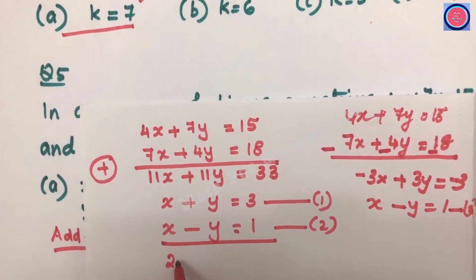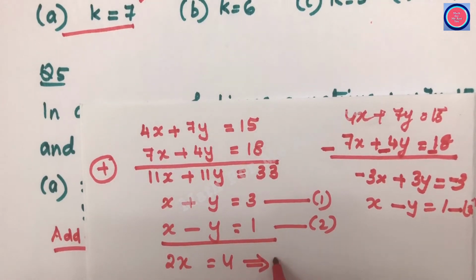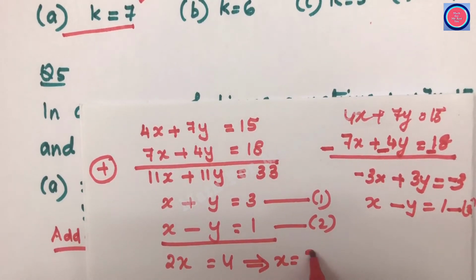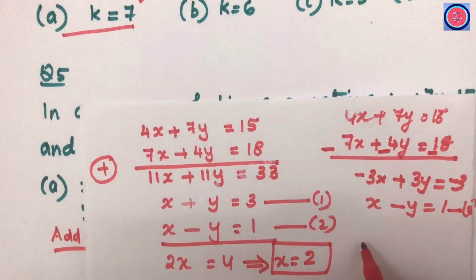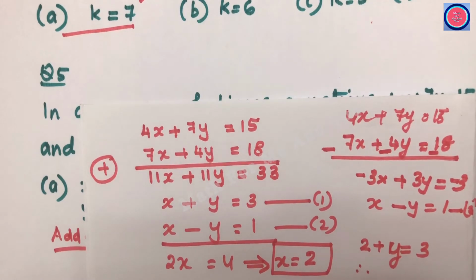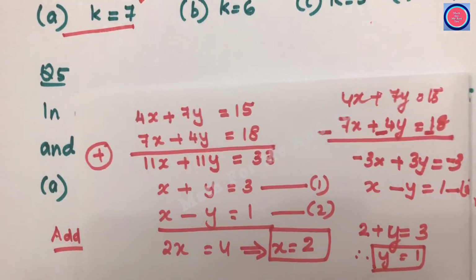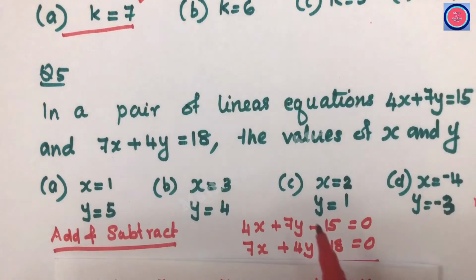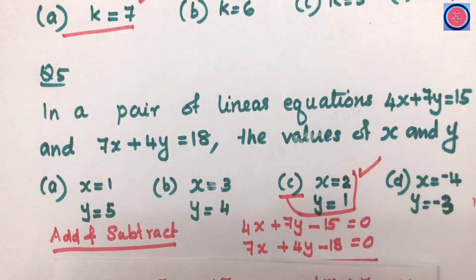So when we add, what we are getting is x plus x, that is 2x. y and minus y cancel. 3 plus 1 is 4. 2x equals 4 means x equals 4 divided by 2, which is equal to 2. Substitute this value in any of the equations so that we will get the value of y. Let me substitute in equation number 1. So equation number 1 becomes 2 plus y is equal to 3. Therefore y is equal to 3 minus 2, which is equal to 1. So we are getting x equals 2 and y equals 1. So which is the correct option? Option C, x equals 2, y equals 1 is the correct answer.